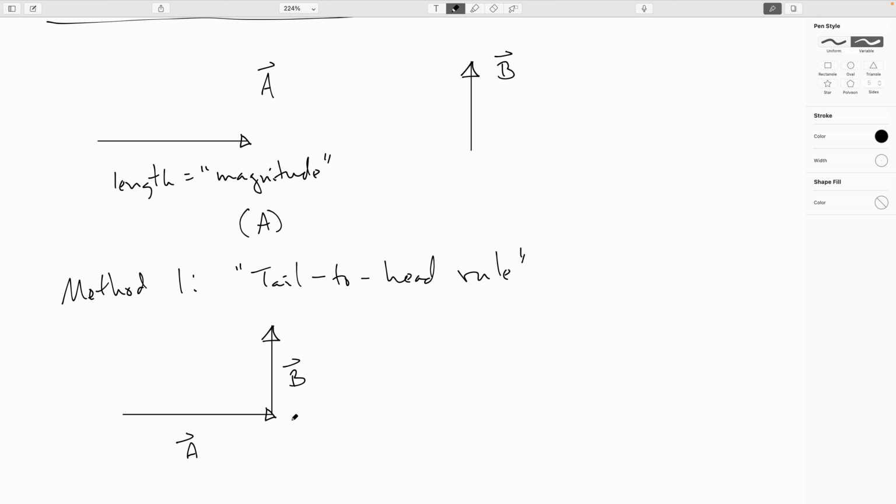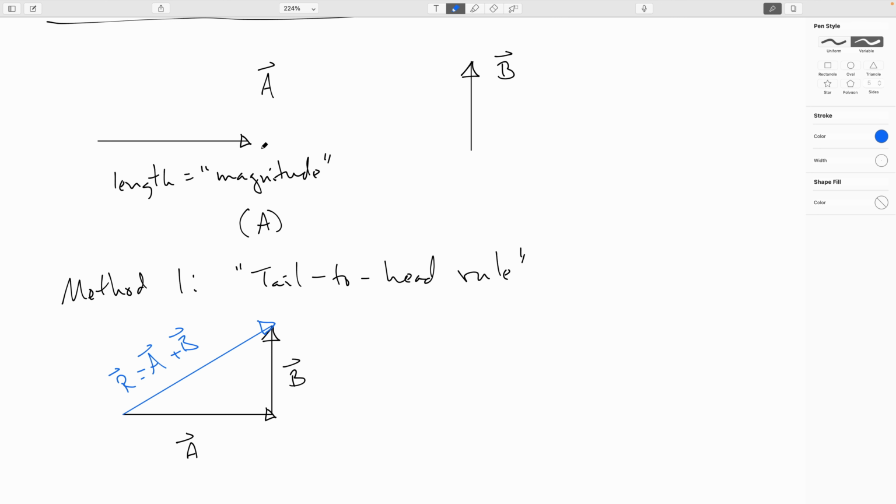Because vector addition does commute, I could have done it in the other order, but this is how I'm doing it. And then to find the vector sum, what you do is you connect a new vector from the unconnected tail to the unconnected head, like so. And we usually call that the resultant vector. So my net displacement is, remember, displacement doesn't care about path. So we don't care that I went first here and then here. My total displacement is going to be this distance in this direction.